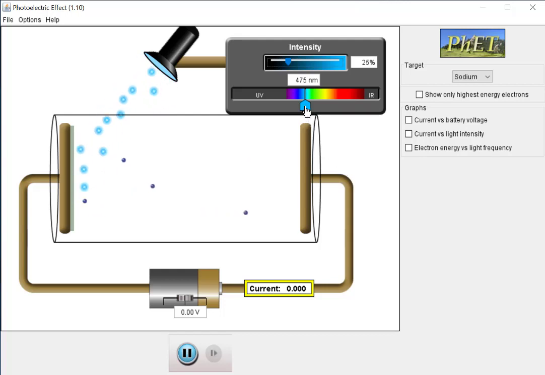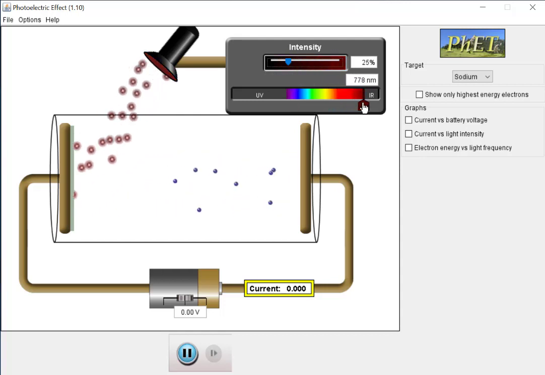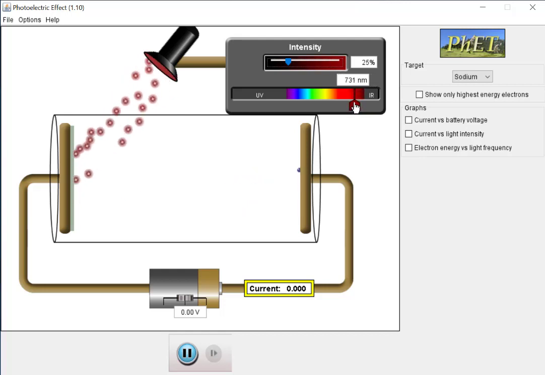But if I was to increase the amount of frequency, notice that we have more electrons that are being ejected. So we can go past that threshold in order to produce more electrons. And I can go ahead and stop it, change it so that it's just red light, and you'll notice that will not change.